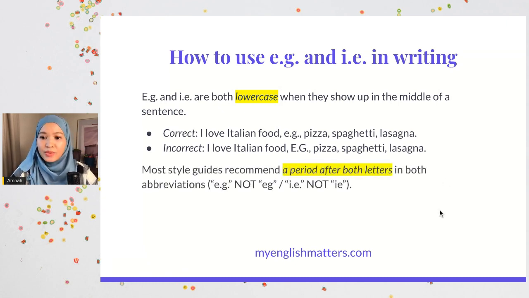Most style guides recommend a period after both letters in both abbreviations. So period means a full stop, like this. E.G., not eg. Or I.E., not just ie. Okay, so most style guides recommend this. You could just use it without the period, but if you look online, you will find that most of them have the period after both letters.